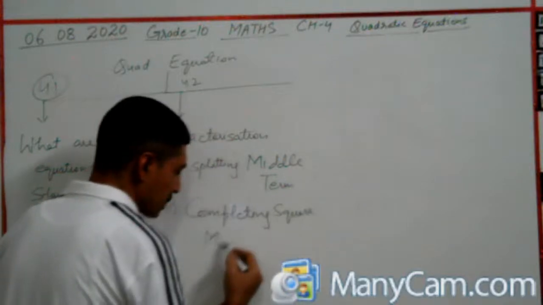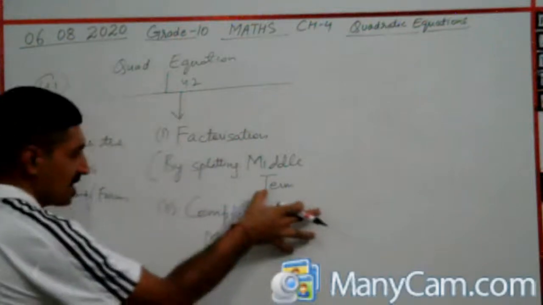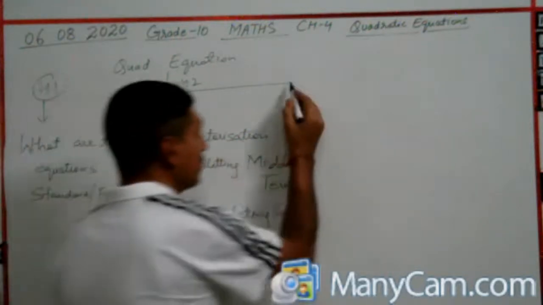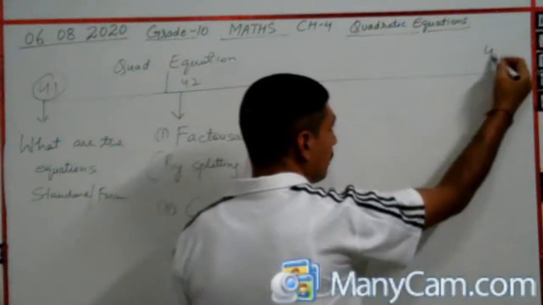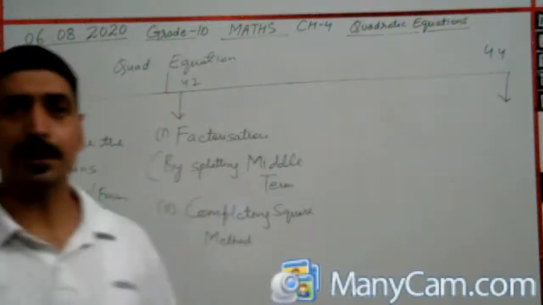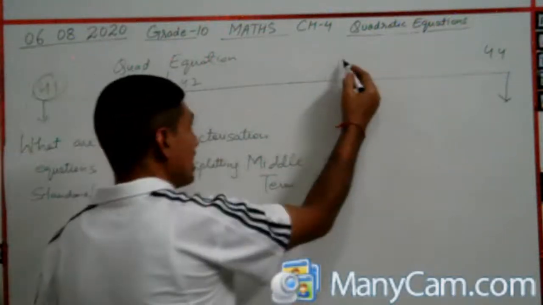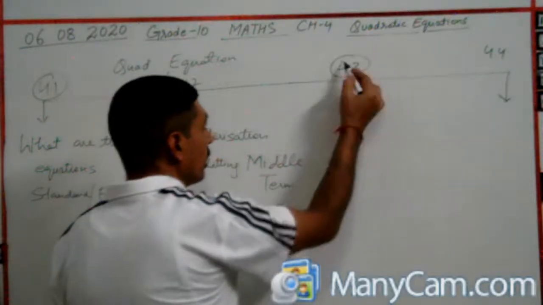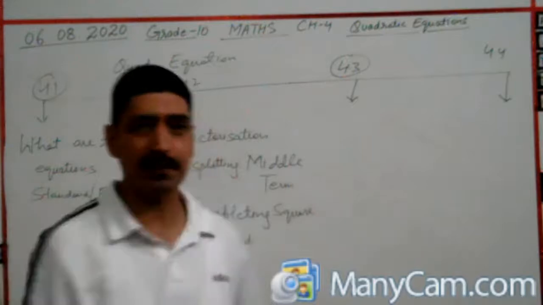Okay, square method. So it is an important one. This is the main basis for the quadratic formula. That is exercise 4.4, where we will study the quadratic formula. Before that, we have exercise 4.3, which is based on applications in day-to-day life.